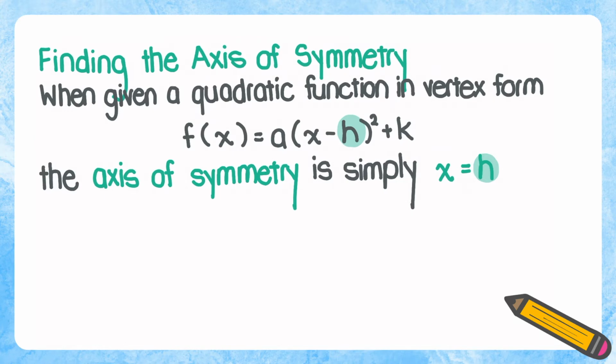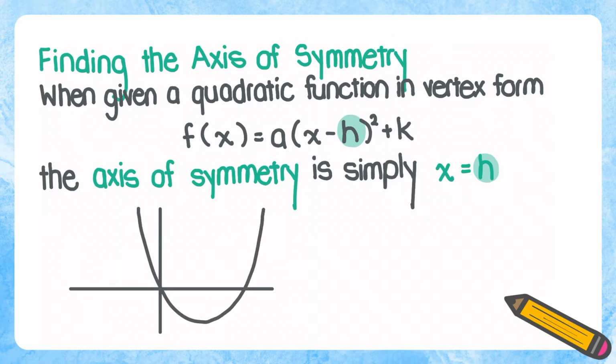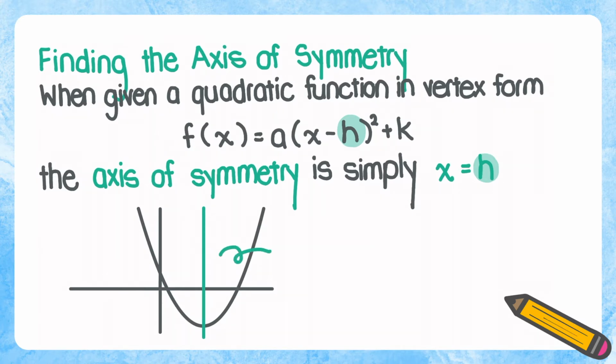So what would this look like? Let me draw a quick sketch. So here's a parabola, and this is our axis of symmetry. This is given by x equals h. X equals h is our vertical line for the axis of symmetry. So finding the axis of symmetry is a lot easier when you're looking at the vertex form, compared to the standard form.